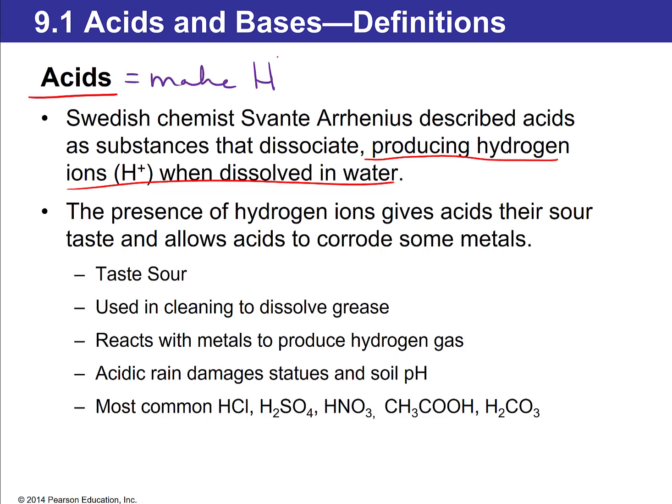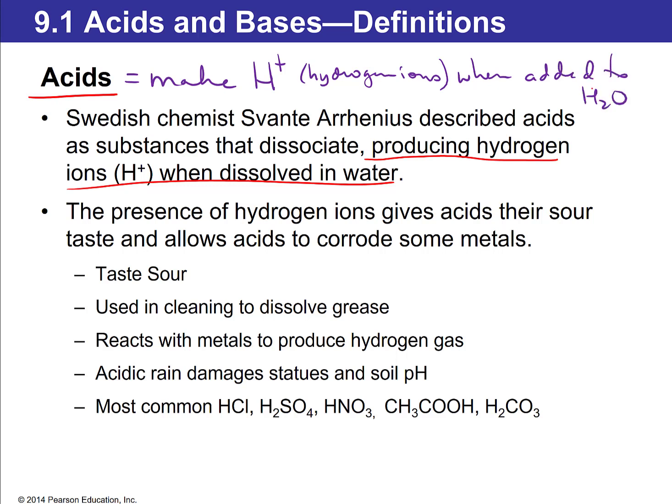So they make H+. Well, if you remember hydrogen, its atomic number is 1. It has 1 proton and 1 electron. So if it's a hydrogen ion, what is it really? If hydrogen is a proton and an electron, a hydrogen ion has lost its electron, so you're really just talking about a proton. A hydrogen ion is really just a proton. So it makes hydrogen ions when added to water.